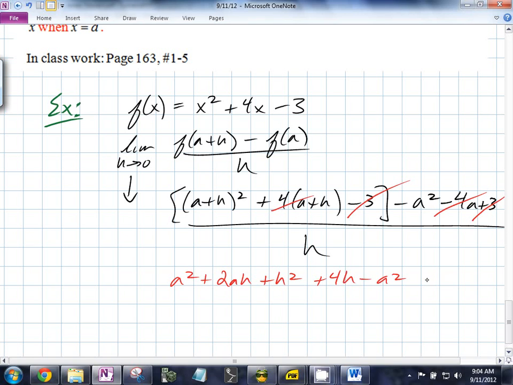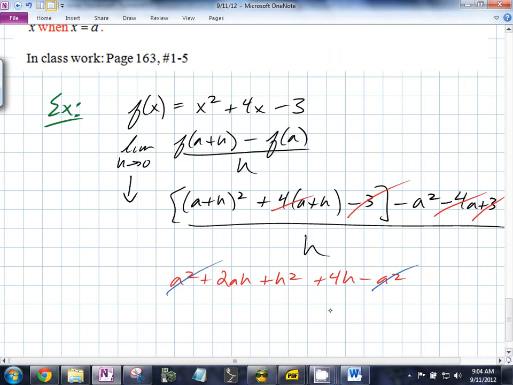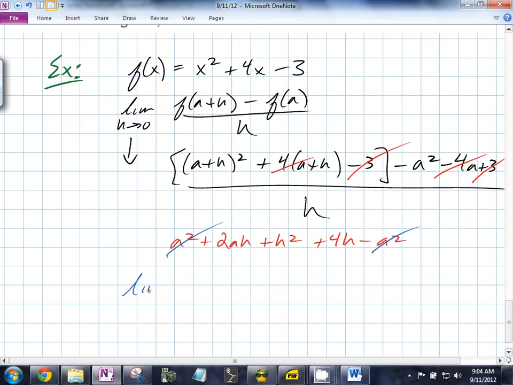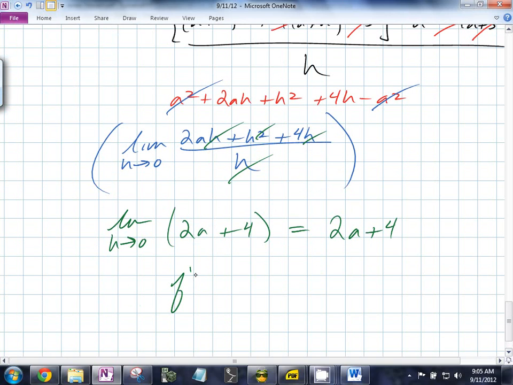And now we end up with, just before you finish, I'm doing this in a terribly rushed fashion, kind of the shorthand. This is all over what? This is the limit you are computing. What now cancels? One of these h's cancels, and now you're left with the limit as h goes to 0 of 2a plus 4. What is that equal to? 2a plus 4. We now know f prime of a, the derivative of this function at a, is 2a plus 4. There it is right there.